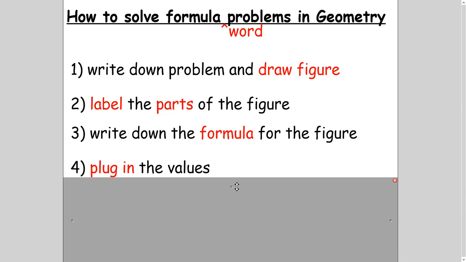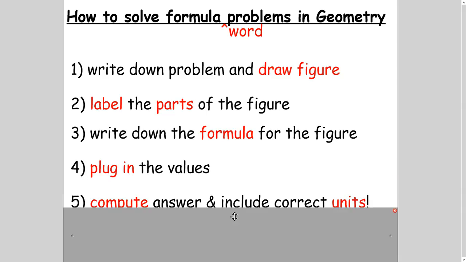Sometimes you'll just be doing computations, like doing pi times r squared. And sometimes you'll have to do some inverse operations to solve for an unknown. So compute your answer, and then make sure to include the correct units. If you're finding circumference, that's a length, that's one dimension, you're going to get feet, inches, centimeters, meters. If you're finding area, you're going to get something squared. If you're finding volume, you get something cubed.